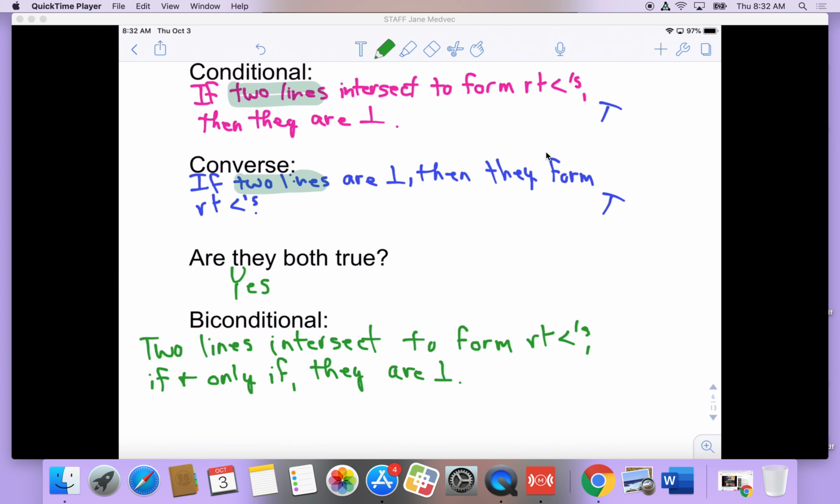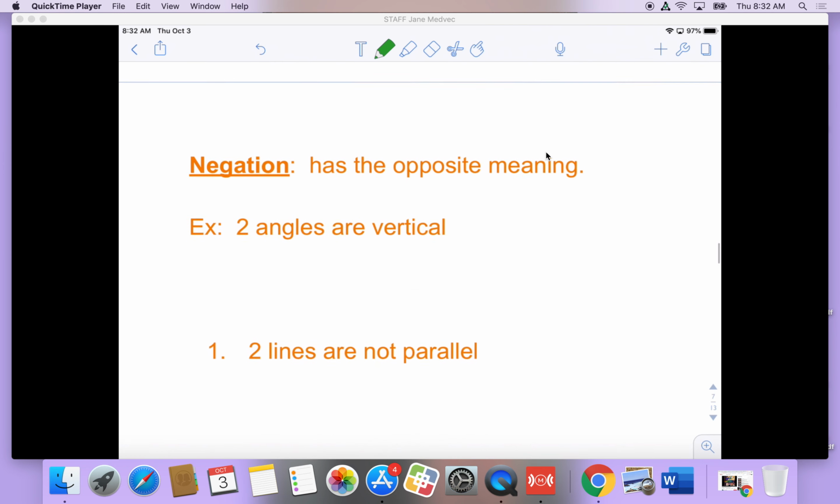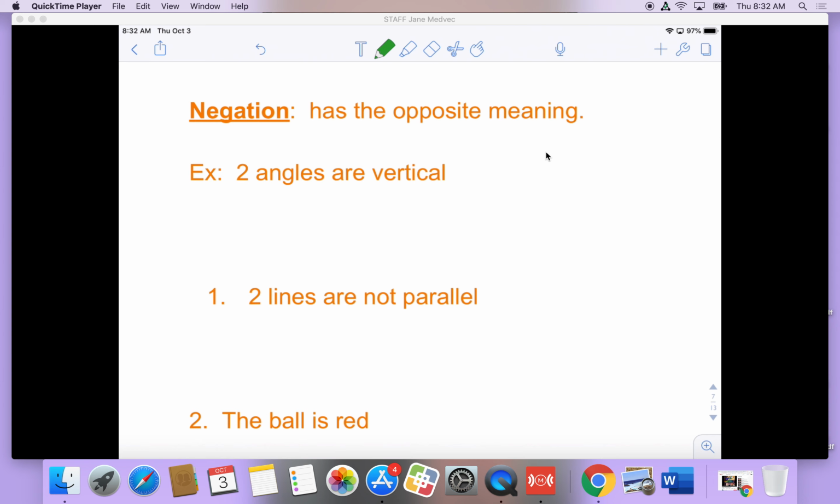So again, I take the conditional, I take off the if, I take off the then, and I put if and only if where the then was. Questions? Okay, that's kind of what we did yesterday. Now we're going to move on to different vocabulary.